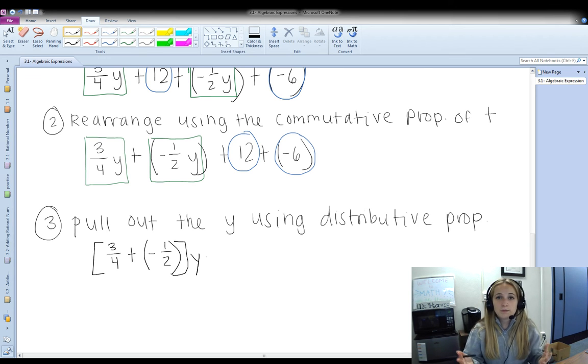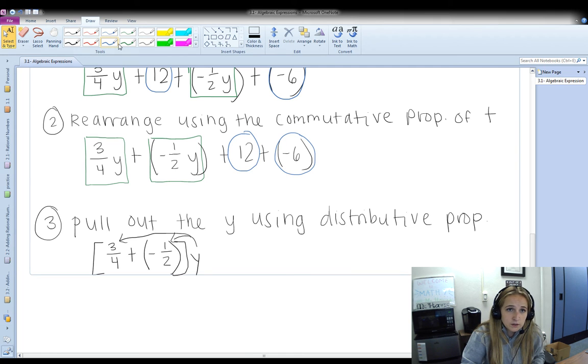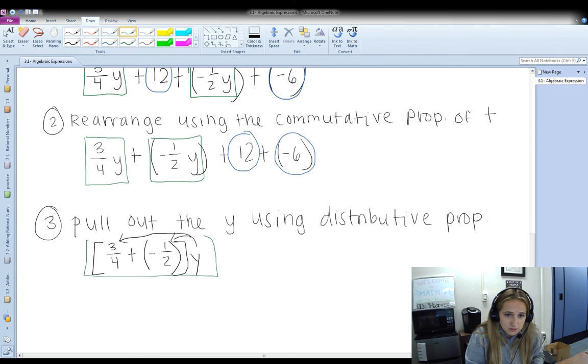So remember with distributive property, if you have a number outside of the parentheses, essentially that thing outside the parentheses gets distributed to both of those, okay? So by pulling out the y, we're not changing anything. We're just, frankly, putting the coefficients together so we can work with those numbers first. So remember, we want to keep all of our like terms very organized. So again, these are like terms, so we're good. And then we have plus 12 plus negative 6.